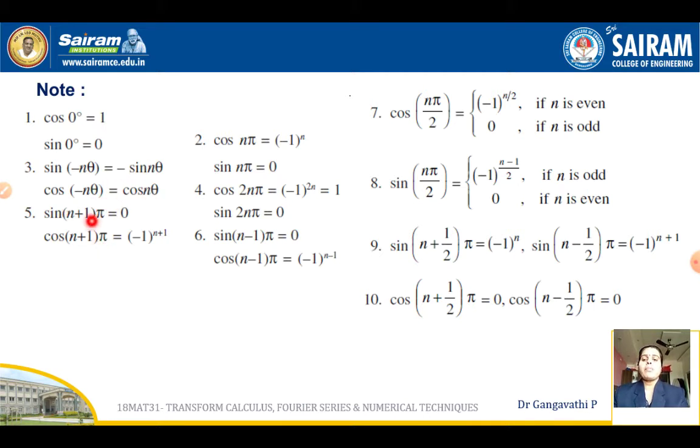Sin of n plus 1 pi, for any value of n, is 0, whereas cos of n plus 1 pi for any value of n is minus 1 to the power of n plus 1. And cos n pi is minus 1 to the power of n, and sin n pi is 0. Cos 2n pi: for any value of n, you will have an even multiple of pi, where the value of cos 2n pi is 1. Similarly, sin 2n pi is 0. Sin of n minus 1 pi is 0, and cos of n minus 1 pi is minus 1 to the power of n minus 1.